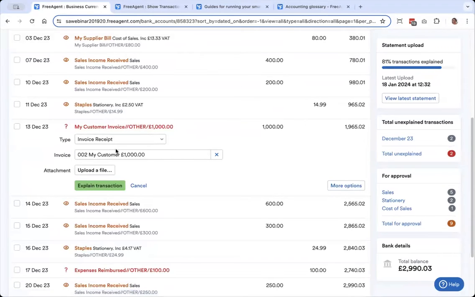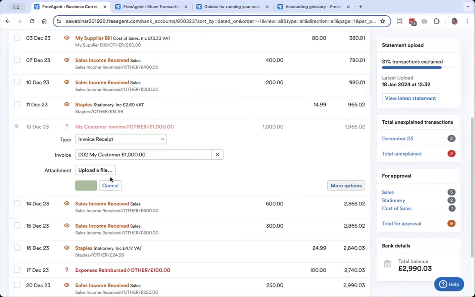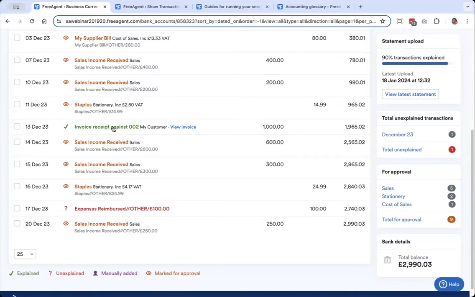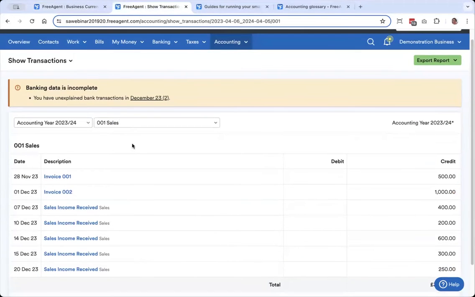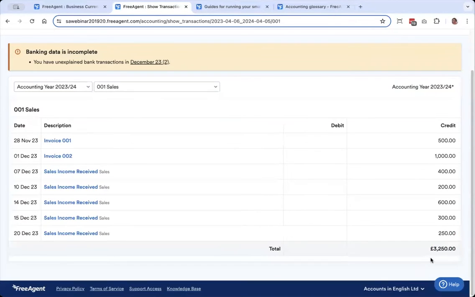If I click on it, FreeAgent allocates it to the invoice as you'd expect it would do. So I'm going to explain my bank transaction. You'll see it's gone green, as transactions always do in FreeAgent when you've explained them. I'm going to go back to my show transactions. So I'm in my sales account. If I refresh this, I actually don't expect that to change.